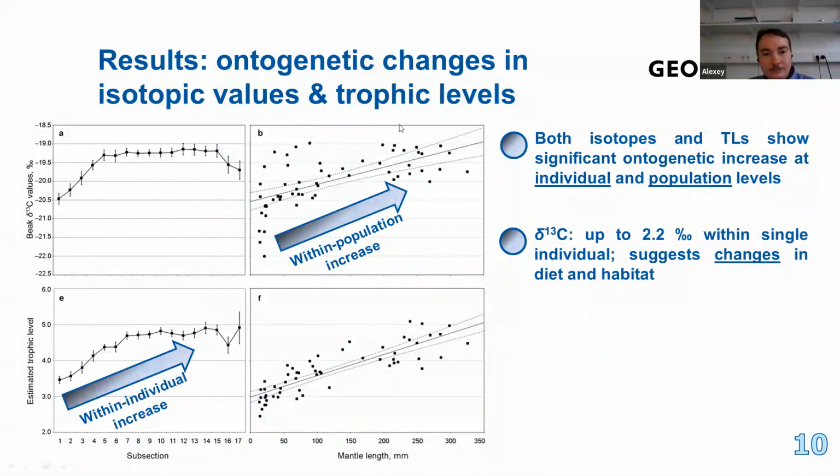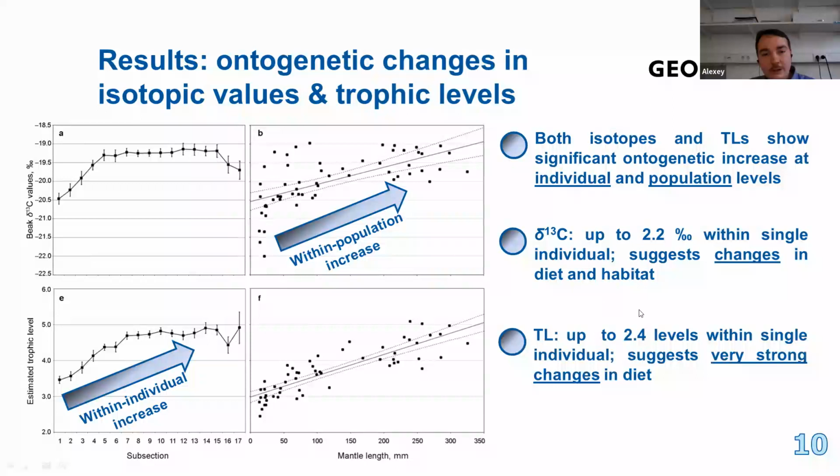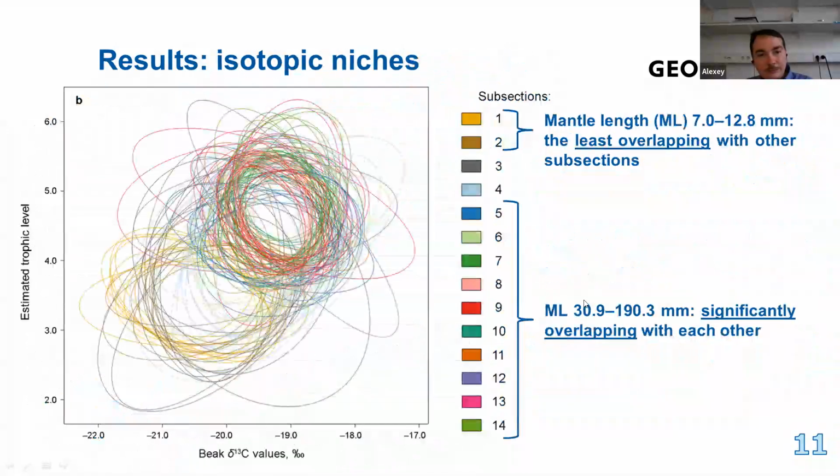So they also change their habitat, not only their diet. And in terms of trophic level, it's up to almost 2.5 trophic levels within single individuals. Again, this is a very large increase. It's not really usually like that. And it suggests very strong changes occur in species ontogenesis, and even within one individual's ontogenesis, in terms of their diet.